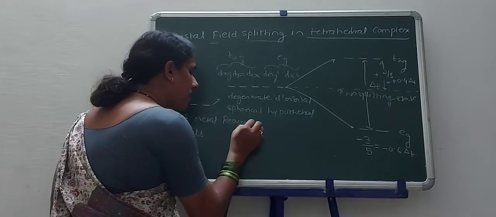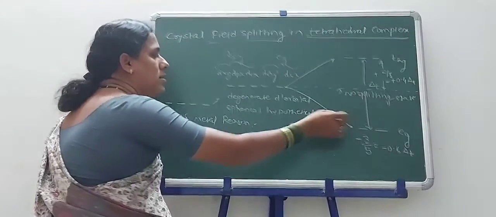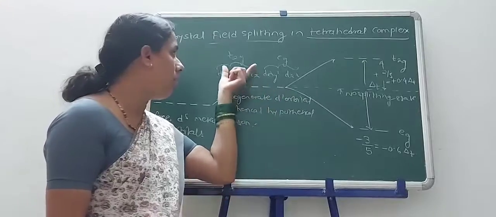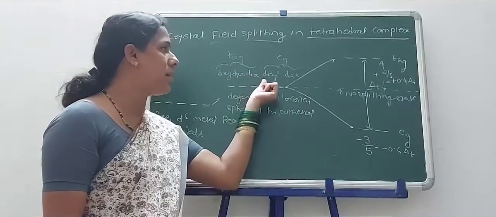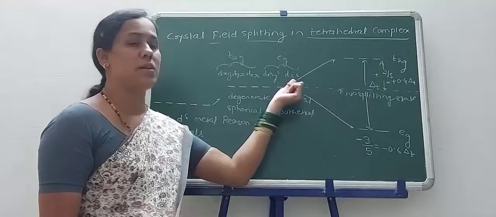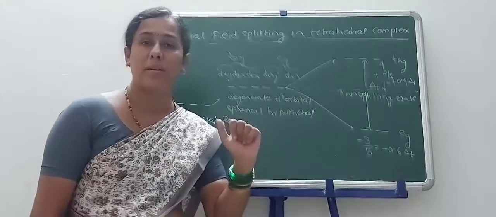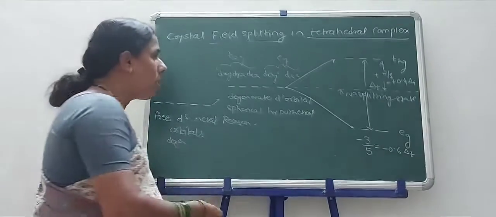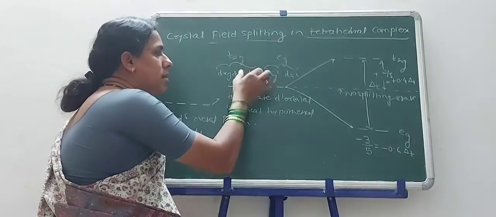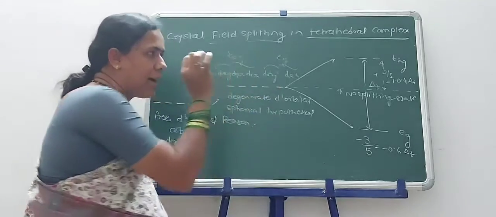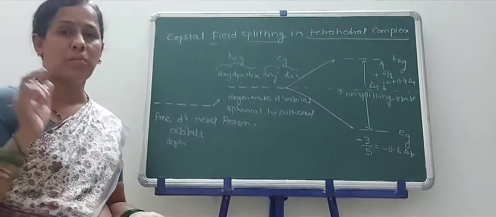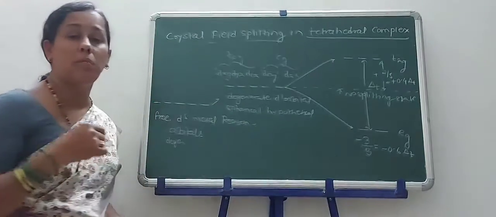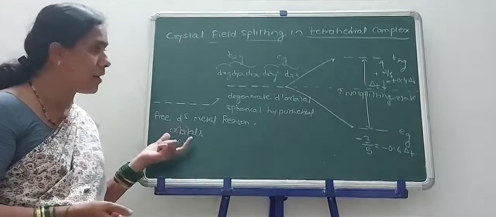Reason why this splitting occurs. When the ligands approach the d orbitals dxy, dyz, dxz, dx² − y² and dz², what happens at that time? Here in a tetrahedral structure, the splitting is due to the repulsion between the electrons from the ligands and the electrons of the central metal ion.